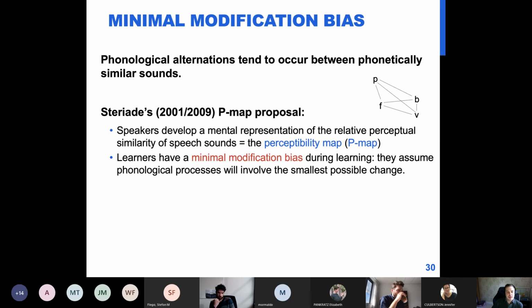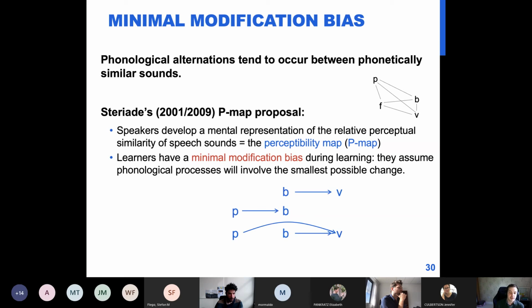Along with this, the idea is that learners have this sort of minimal modification bias during learning. So they assume going into the learning process that phonological processes are going to involve the smallest possible change. That's a substantive bias that people have. That's the idea.